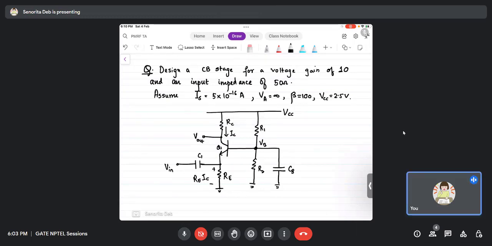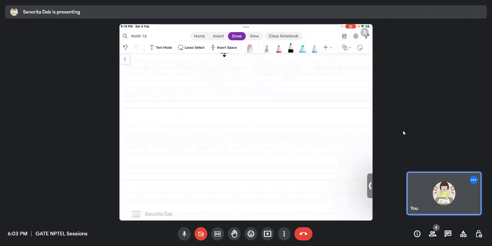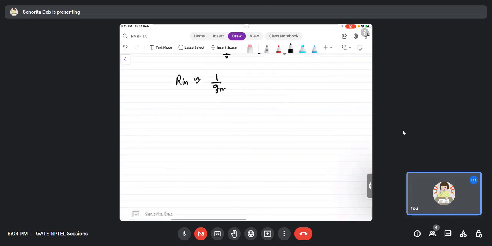Okay, so in this problem, we have to design the common base stage. Okay, so the details are given. So now what you have to do is, first you find the value of Rn. So we know that Rn is approximately equal to 1 by Gm, which is given as 50 ohms, right? And therefore, you can find IC, which is 0.52 milliampere.